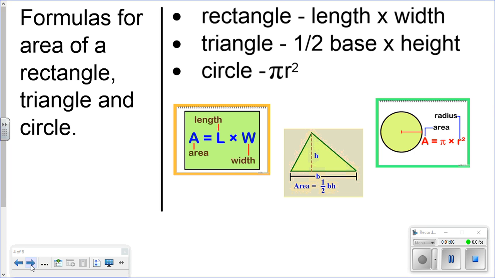The formulas that you have to know are the area of a rectangle, triangle, and circle. So remember, rectangle is always length times width, or base times height. Triangle is 1/2 base times height. And circle is pi r squared.